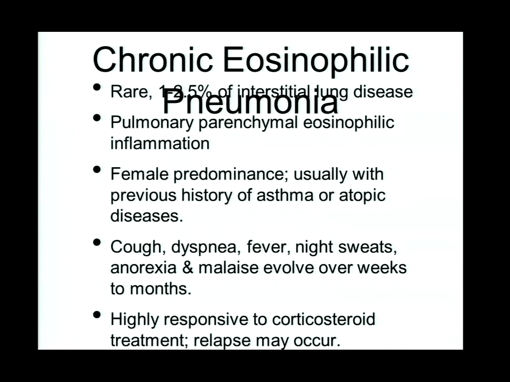And then chronic eosinophilic pneumonia is a very rare interstitial lung disease, about 1 to 2% of the population, and it's due to eosinophilic pulmonary parenchymal infiltration and inflammation. There's a female predominance. The presentation can be indolent over weeks to months, but it's progressive cough, dyspnea, fever, night sweats, anorexia.